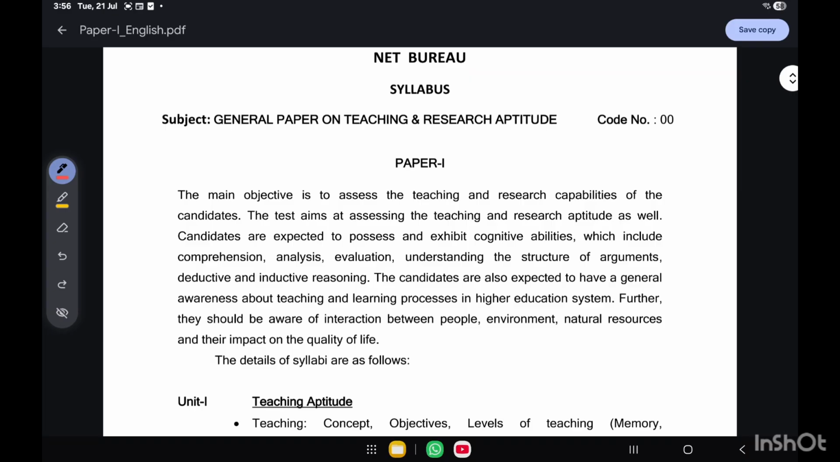So guys, before we dive into preparation strategies, let's first understand the UGC NET syllabus, as it's the foundation of your exam preparation. A clear understanding of the syllabus is the first step towards cracking the UGC NET exam. So today let's go through it in detail.